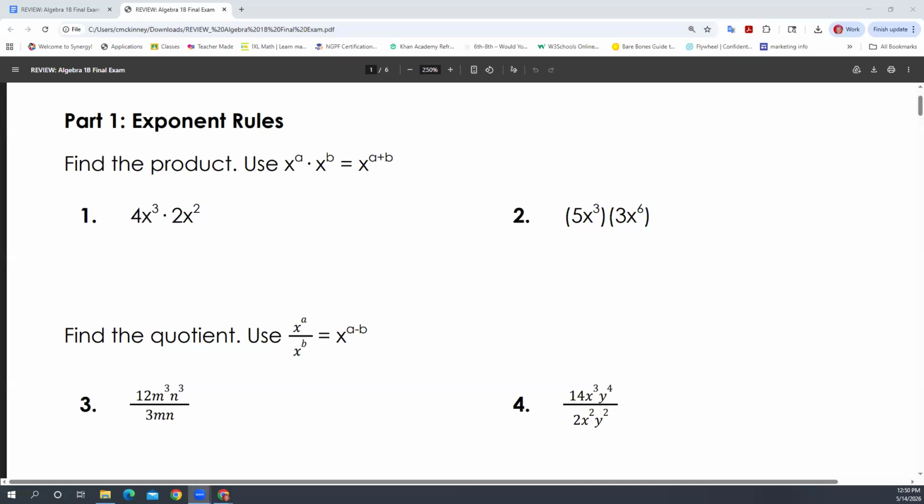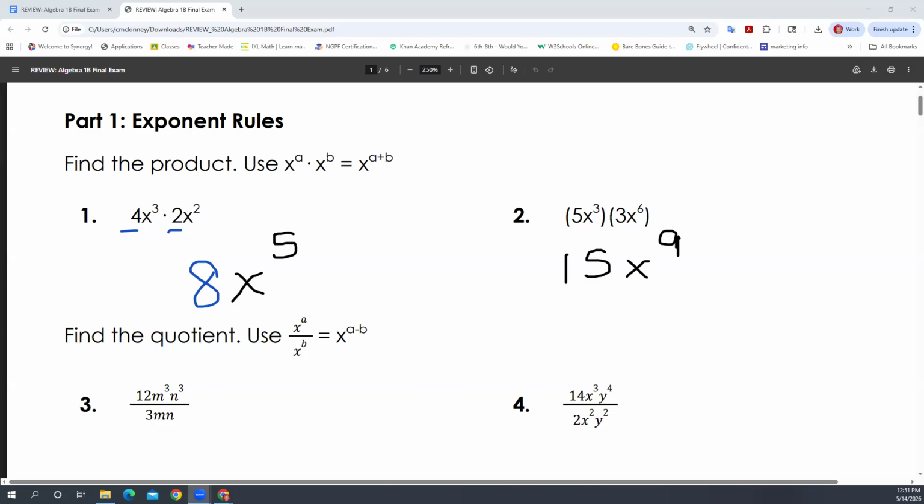So that means those big numbers, the coefficients, actually still multiply. So 4 times 2 is 8, but then we use our exponent rule. 3 plus 2 is 5. So just remember the big numbers, the coefficients, do not behave the same way as the exponents. Number 2, same process. 5 times 3, 15. Need that base, so I still have the x, and then 3 plus 6 is 9.